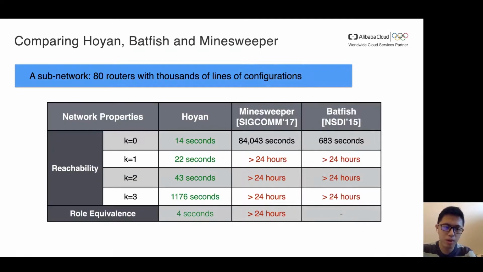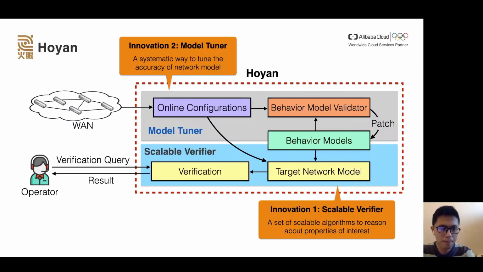We chose a subnetwork containing 80 routers in R1 to compare Huoyan with state-of-the-art efforts like Batfish and Minesweeper. As shown in this table, we failed to get results from Batfish or Minesweeper when we tried to reason about the k-failure tolerance property, but Huoyan returned results in reasonable time.